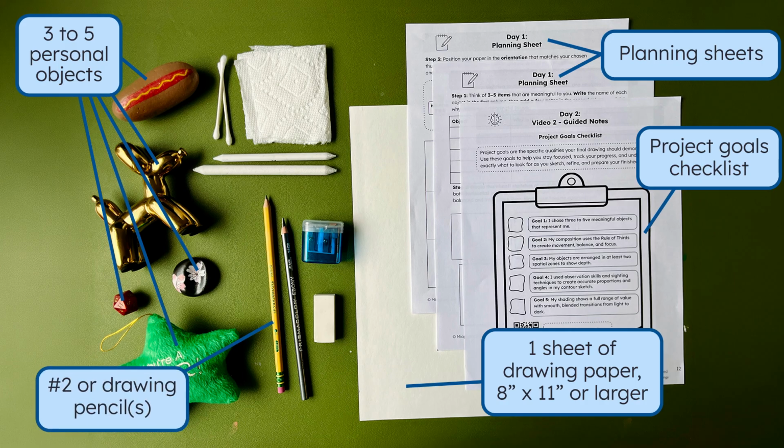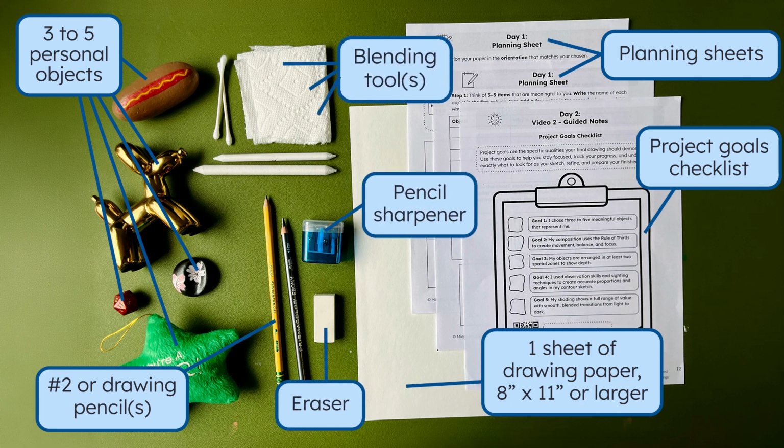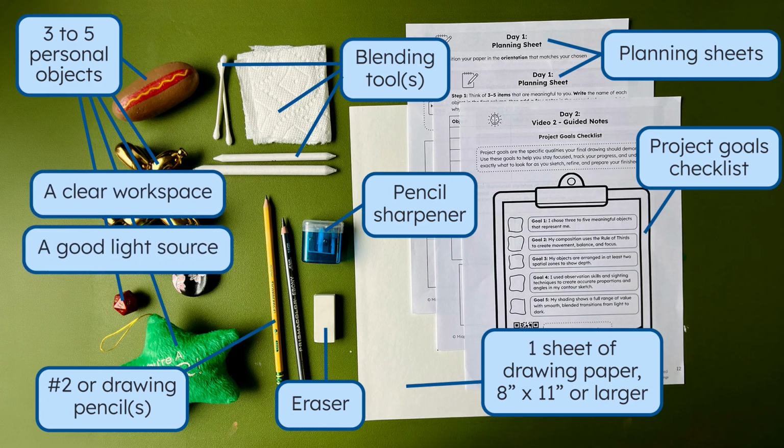A pencil, number 2 or any drawing is fine, an eraser, a pencil sharpener, and something for blending, like a tortilla, a paper towel, Q-tip, or even your finger. Lastly, a clear workspace and a good light source, like a window or a lamp. That'll help you see the shadows you'll shade later.